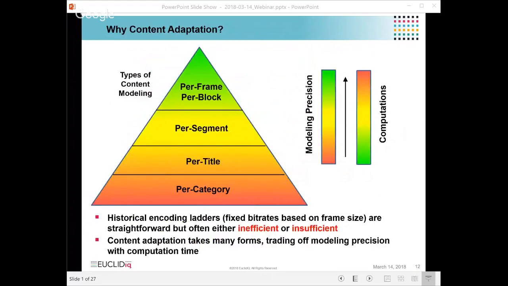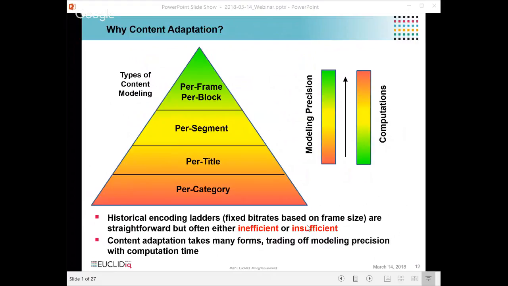At this point, I'd like to switch gears to talk about content adaptation in general and Rithm's SABRE algorithm in particular. To review why content adaptation is important for video streaming, historical encoding ladders that encode all videos at a set of fixed bit rates based on frame size are straightforward, but are often either inefficient, encoding low complexity content at too high a bit rate, thus wasting bits, or insufficient, encoding high complexity content at too low a bit rate, resulting in poor quality.